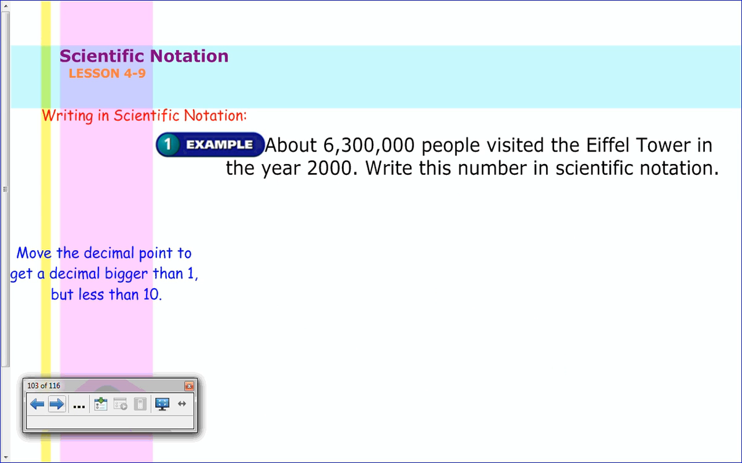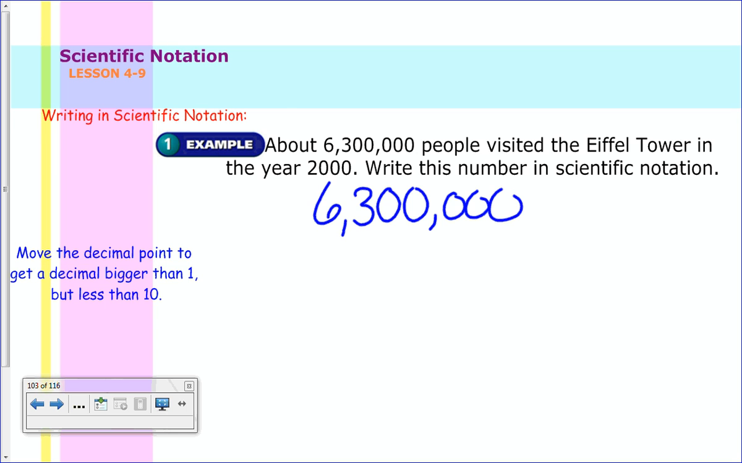So we're going to first talk about how to write something in scientific notation, and this is with our first example. About 6,300,000 people visited the Eiffel Tower in the year 2000. Write this number in scientific notation. Well, we need to first see the number we're dealing with, 6,300,000. Now, what you do is you move the decimal point to get a decimal that's bigger than 1 but less than 10. So, we need to figure out where we could put the decimal to have a number that's bigger than 1 but less than 10.